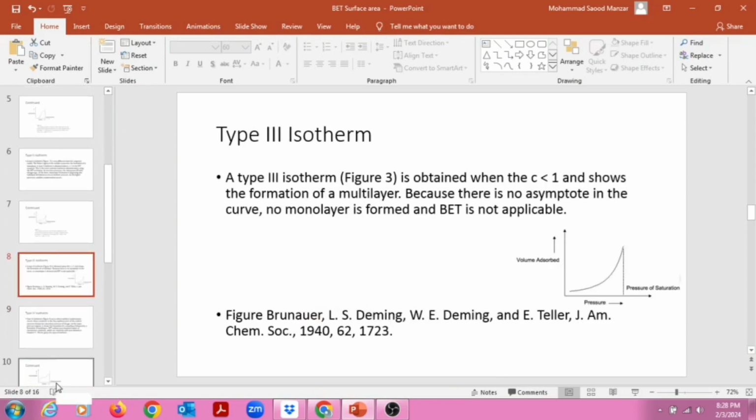Now the type 3 isotherm is obtained when C is less than 1. Compared to type 1 and type 2, where C was greater than 1, type 2 shows the formation of a multilayer and type 1 a monolayer. Because there is no asymptote in the curve, no monolayer is formed, and BET is not applicable here at all. So this is the plot.